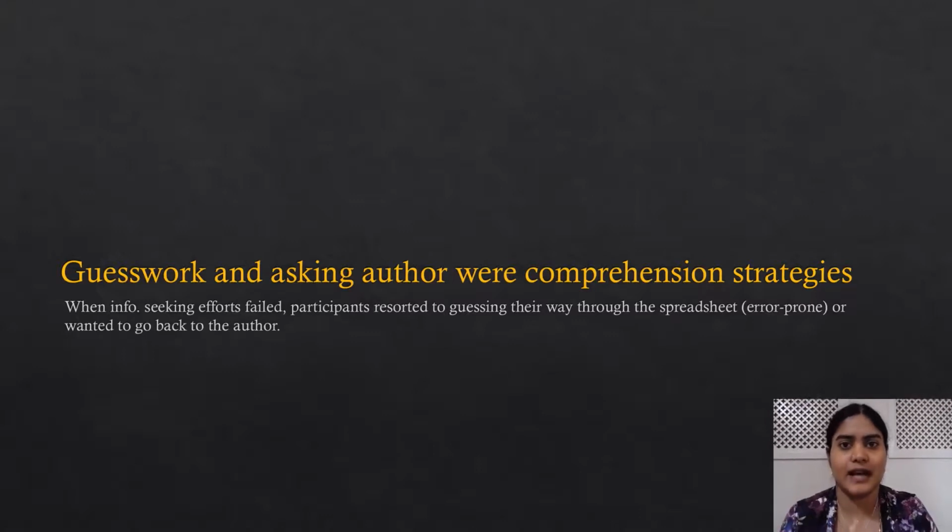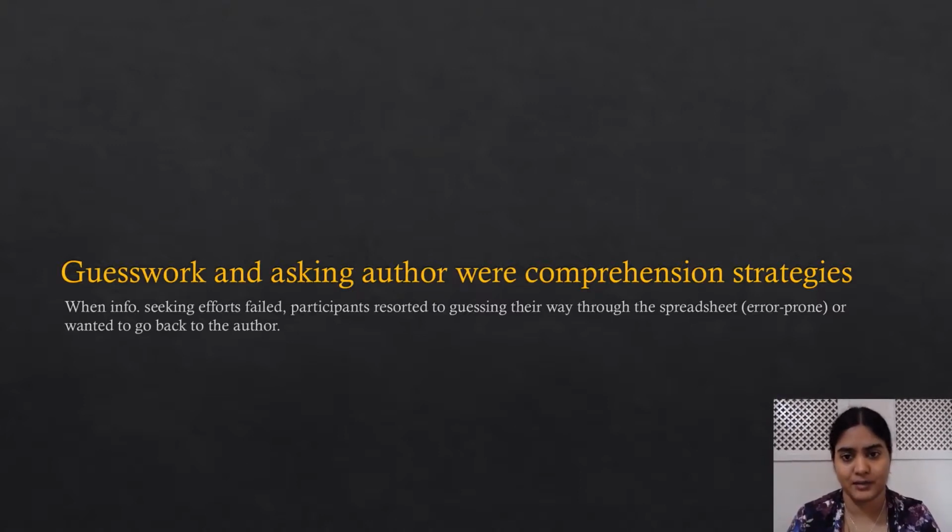Another thing was that when people did not have the information and they were not even able to make the right kinds of guesses, they decided to go back to the spreadsheet's author. Now, authors were not always available in time, and so that was another case of productivity loss. So we need to think about these missing information problems in order to help users with spreadsheet comprehension.